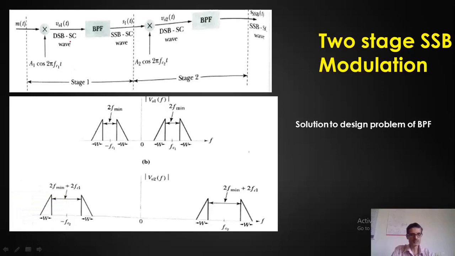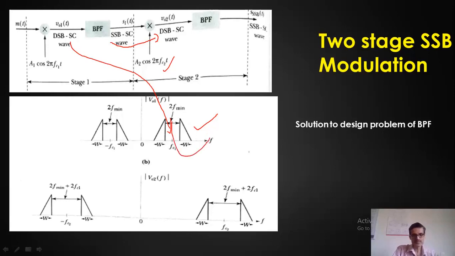Okay, a double sideband suppressed carrier signal is shown here. Now what is the separation between the two sidebands? This is again 2f minimum only. There is no advantage over here, right? That's why the output of this band pass filter, the SSB signal, is given to another multiplier with the frequency of FC2. Now what happens? This is the input for the second multiplier.